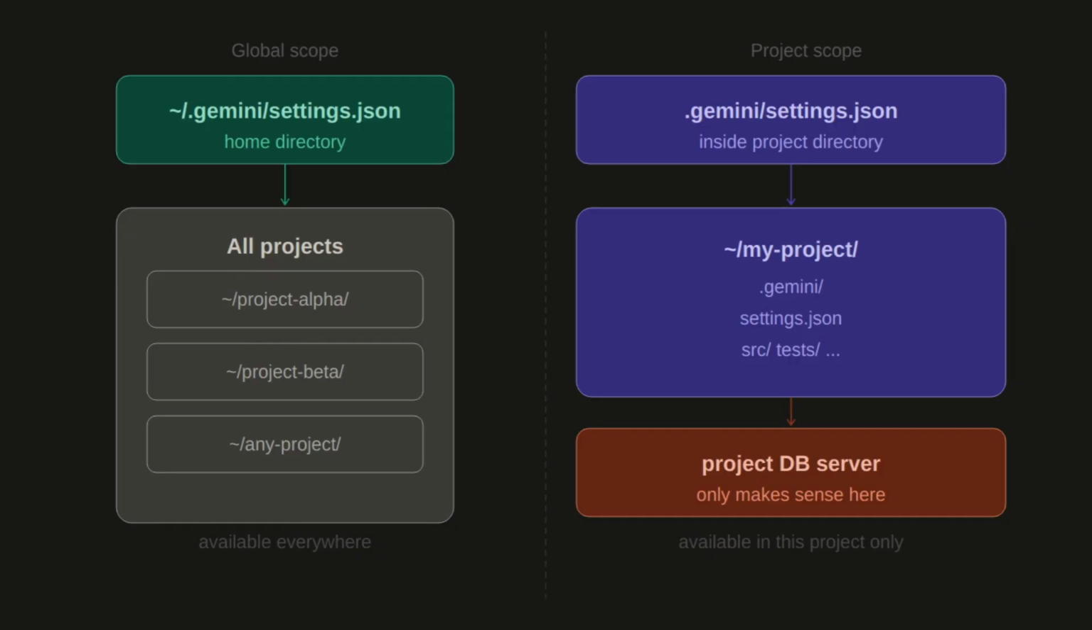All the MCP server configuration lives in settings.json under an mcpServers key. There are two scopes: settings.json inside the .gemini folder in home, global, available in every project; and settings.json inside the .gemini folder in a project directory, project specific, only available when you are working in that project. Most servers go in the global config.